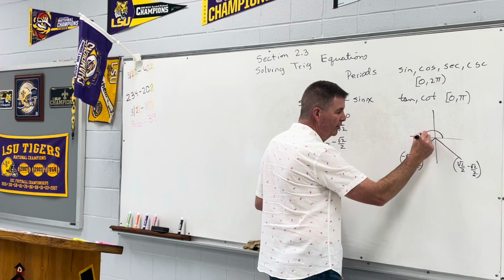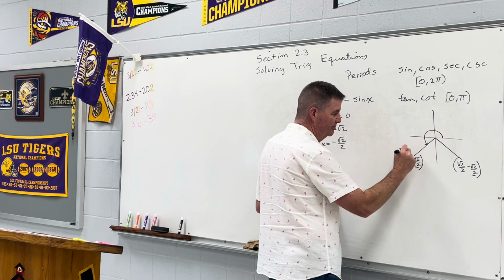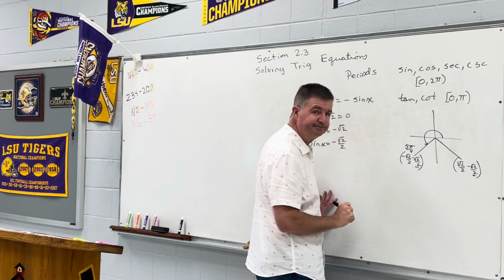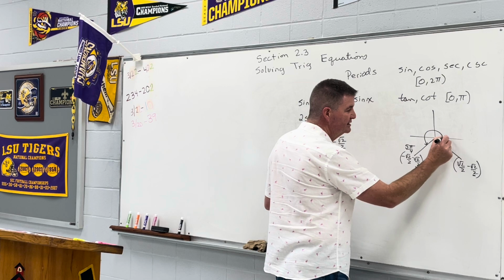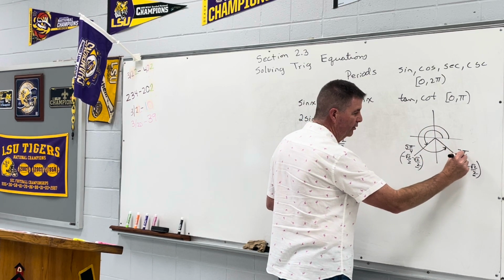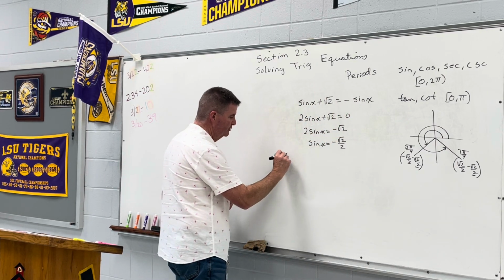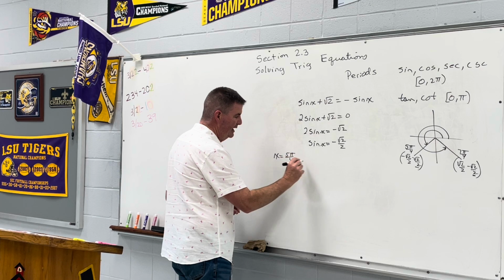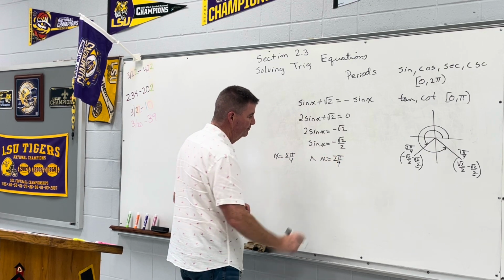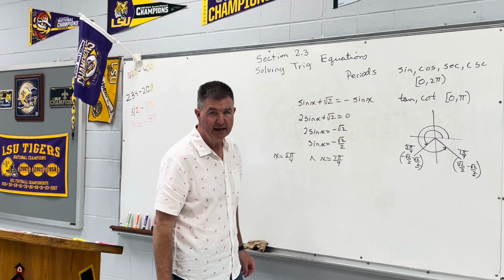So I'm looking for this angle, which is a pi over 4 angle. That's going to be 5 pi over 4. That's one of my answers. And I'm looking for this angle, which is all the way around, being 7 pi over 4, because it's in the fourth quadrant. So x equals 5 pi over 4, and x equals 7 pi over 4. That's for the domain, or the period, of sine.